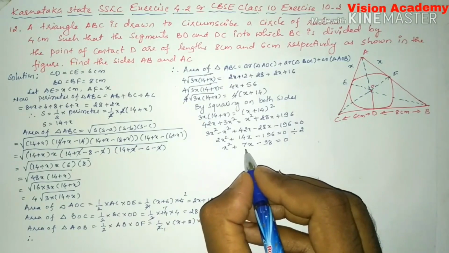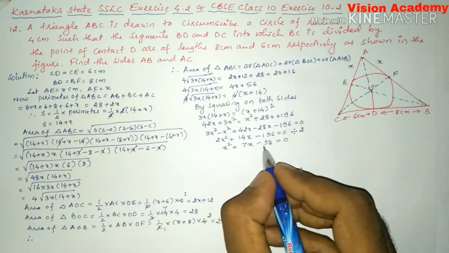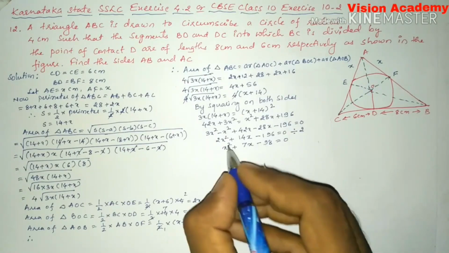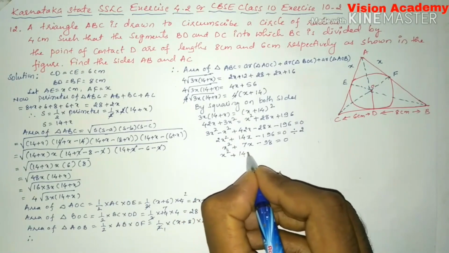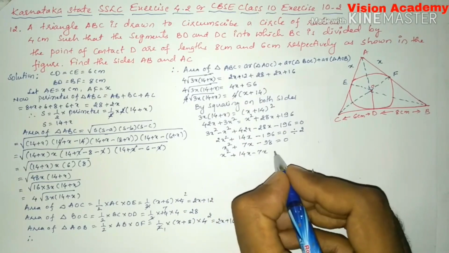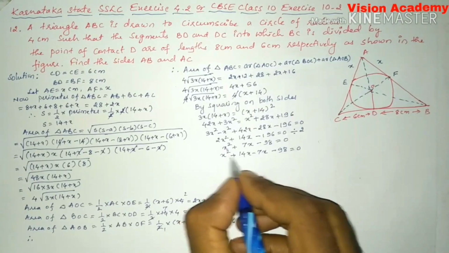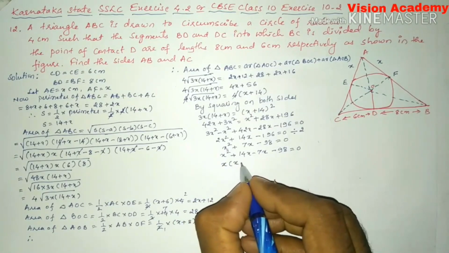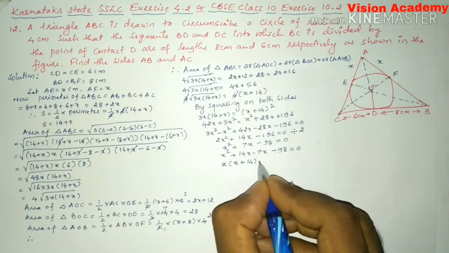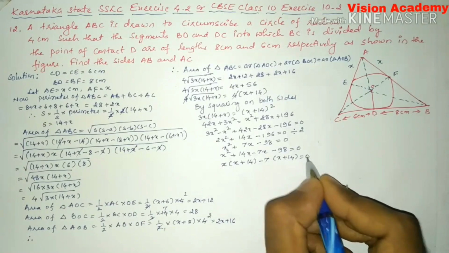Now we have to split this middle term in such a way that if I add two numbers I must get plus 7 and if I multiply the same two numbers I must get minus 98. Here we will split as x square plus 14x minus 7x minus 98 is equal to 0. Now let us take the common in both of these two terms, that is x is common. Inside of the bracket we remain with x plus 14. Minus 7 is common, x plus 14 inside of the bracket which is equal to 0.